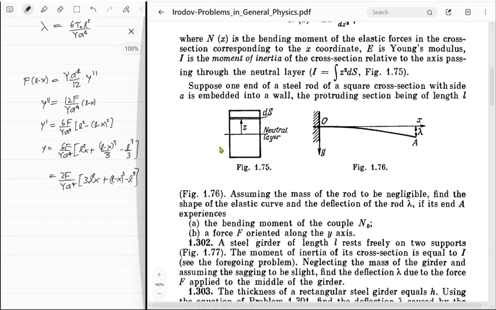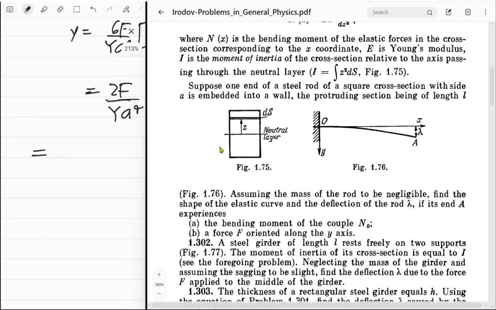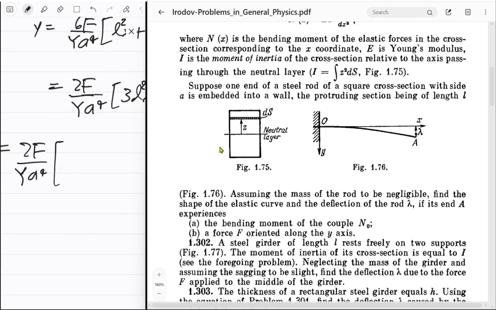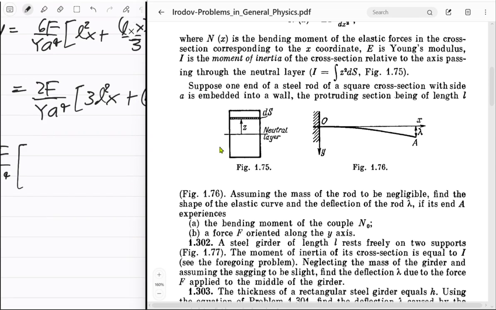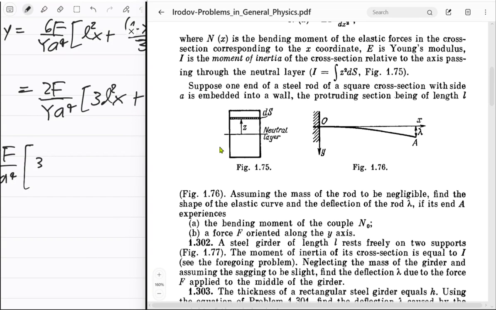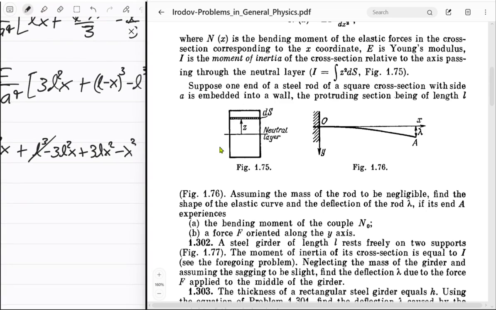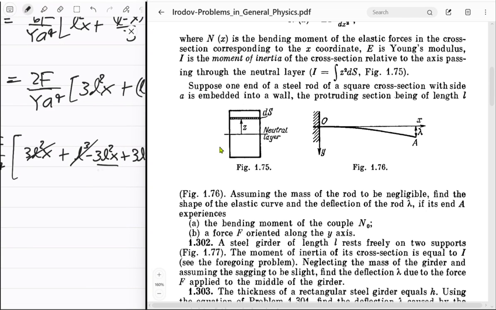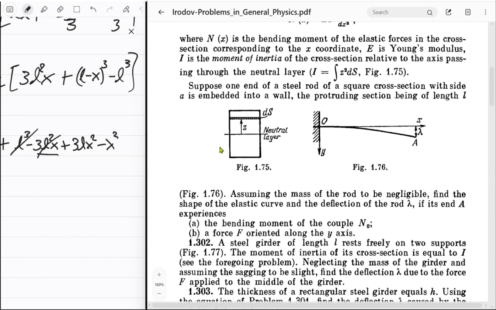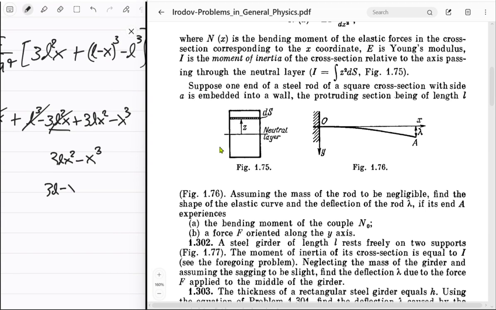Awesome. Now let's simplify this. So it's got 2F upon Y a power 4, and this Y is different than that Y, by the way. Okay. This thing: L cube minus 3L squared x plus 3L x squared minus x cubed, and that thing minus L cubed, so this is that. Now 3L squared x, I've seen that somewhere, right? This thing, look at that. This just cancels. So it's just this thing: 3L x squared minus x cubed, which can be thought of like (3L minus x) times x squared.